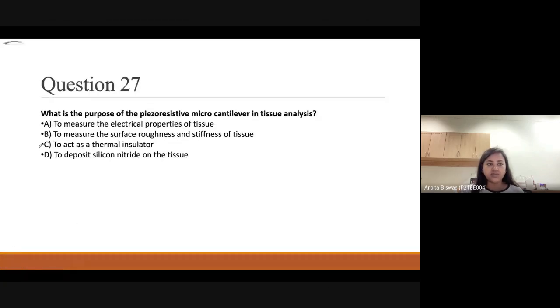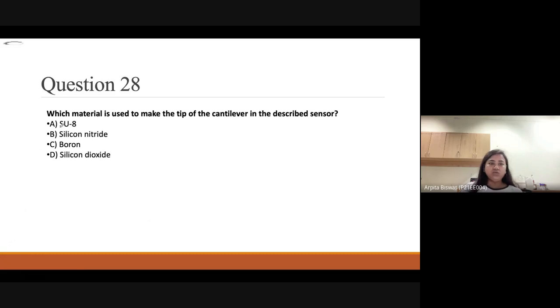The right answer is to measure the surface roughness and the stiffness of the tissue. Okay. So next, move to the question number 28.